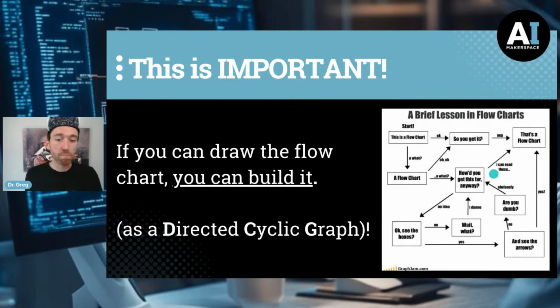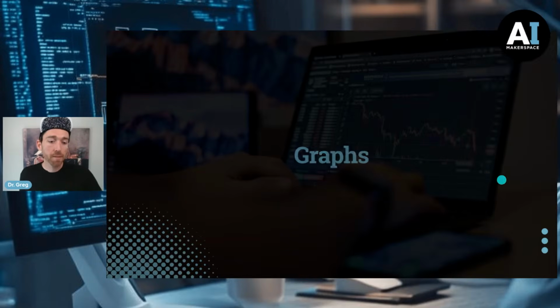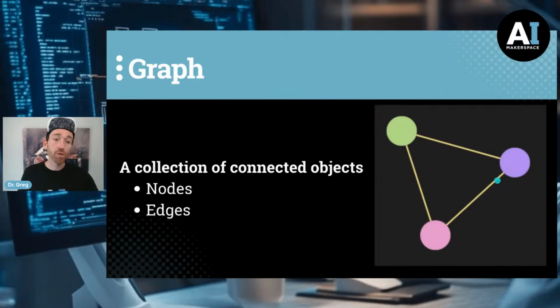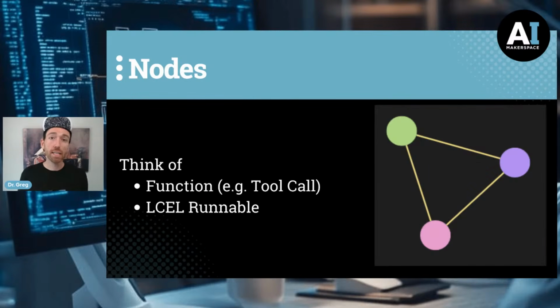And so building these graphs is, of course, simple. It's the same as building any other graph. We're going to have nodes and we're going to have edges. When we think about the nodes, we want to think about a function or a LangChain expression language runnable, for those of you that have built a lot with LangChain.